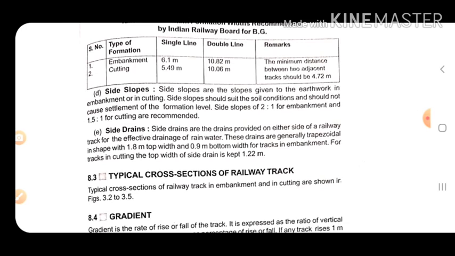Okay, side slopes and side drain. Side slopes are the slopes given to the earthwork in embankment or cutting. Okay, side drains are the drains provided on either side of the railway track for the effective drainage of rain water.